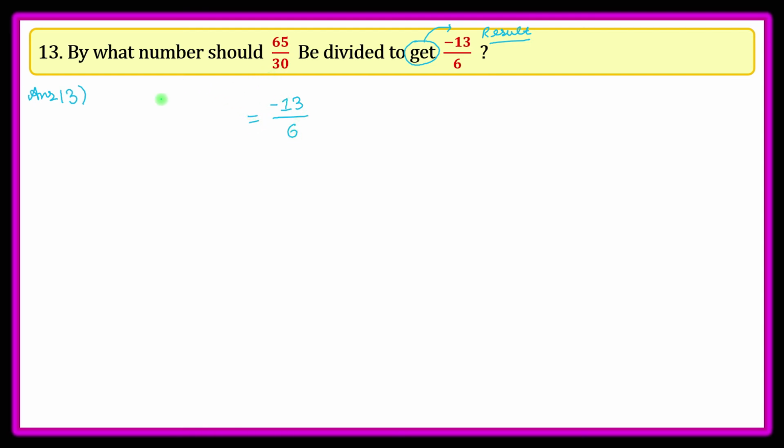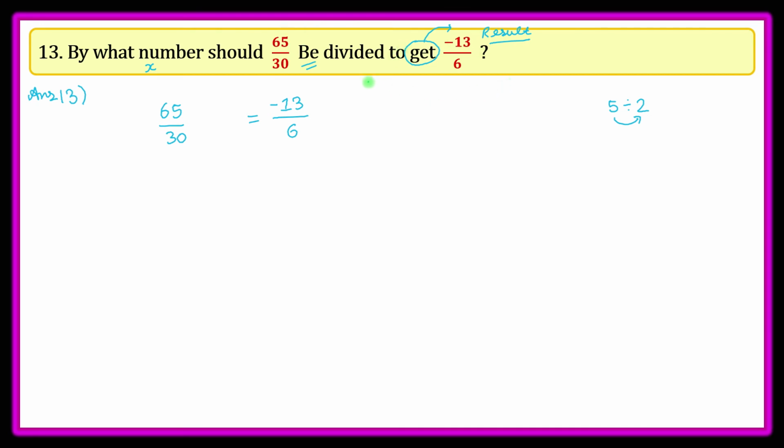So now the question comes, 65 upon 30 is the leftover rational number. So I have to put a variable on the left side or at the right side. So see, it is saying 65 upon 30 be divided. If I replace what number by x, by what x should 65 upon 30 be divided? So it means I am dividing 65 upon 30 into something. 5 divided by 2, it means I am dividing 5 into 2 pieces. So same thing, it means that 65 upon 30, I want to divide this number by some amount, so that I get minus 13 upon 6.